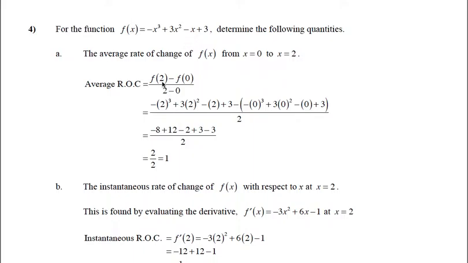So f of 2 means that wherever you see an x in this function, you put a set of parentheses, and then inside those parentheses, you want to substitute this value 2, which is what f of 2 means. So we have a 2 here, a 2 here, and a 2 here. And then we're going to subtract from that the value of the function at 0.